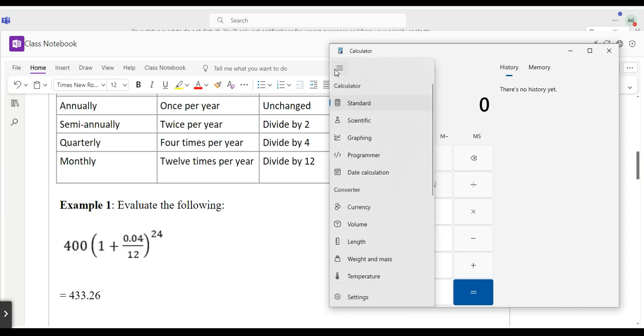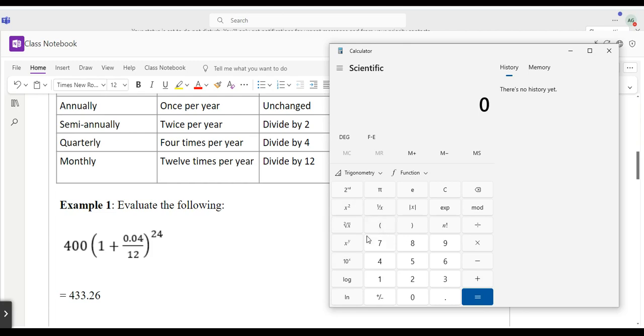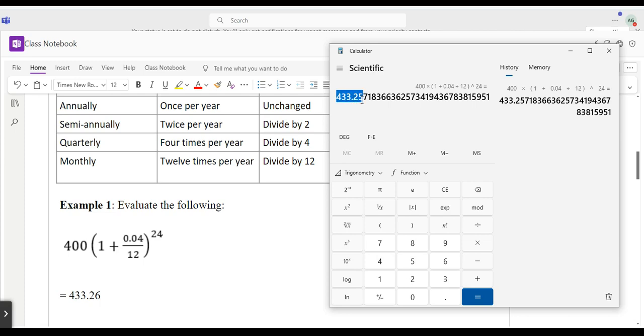So here I'm going to click over to scientific. And now I have here some extra things, extra brackets to know. So I'm going to be able to type this thing in. So to do that, the first thing is 400 bracket 1 plus 0.04 divided by 12, close the bracket, x to the y, 24. And so I get this 433 number.